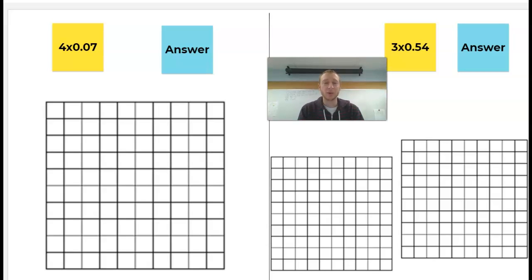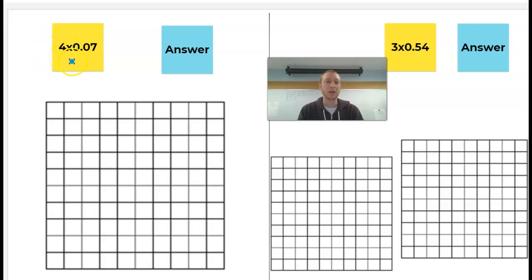So far in our decimal unit, what have we done? We've modeled decimals, we've ordered them, we've compared them, we've added them, we've subtracted them. Today we're going to start multiplying them, all right? And we're actually going to start by multiplying a decimal, like 7/100ths, by a whole number, like 4.